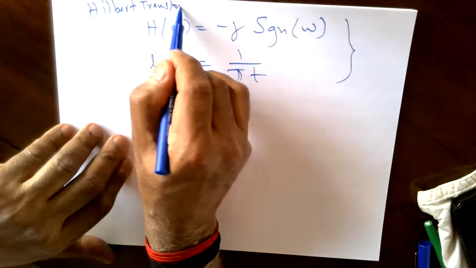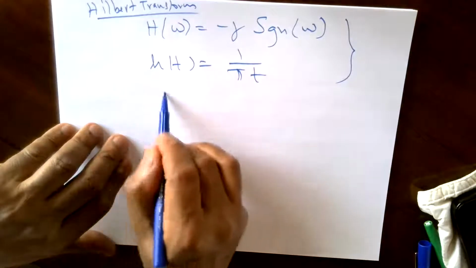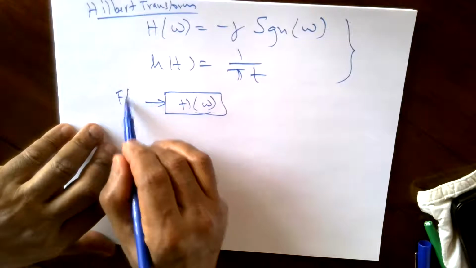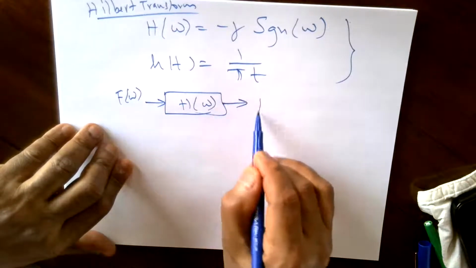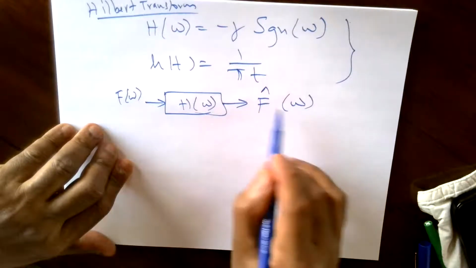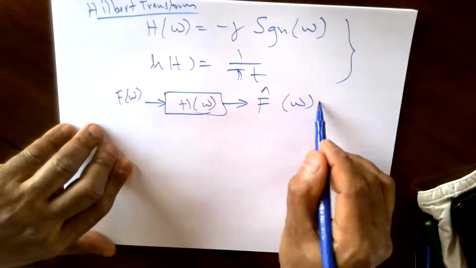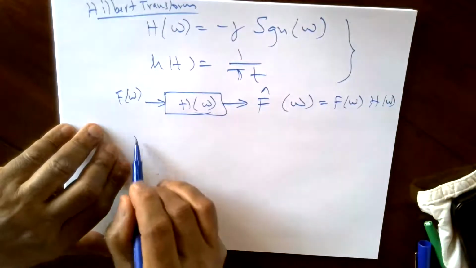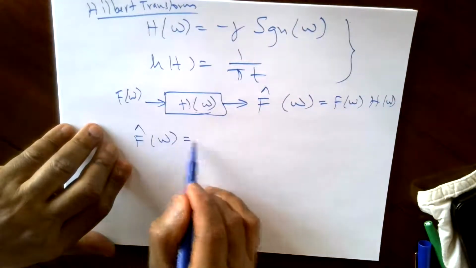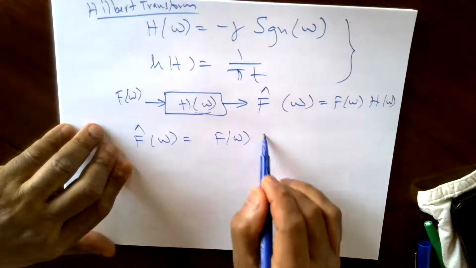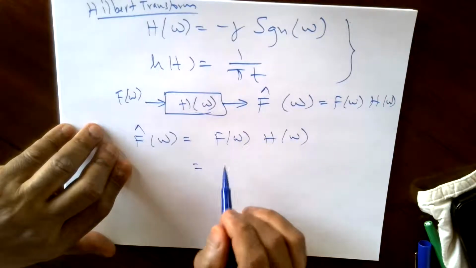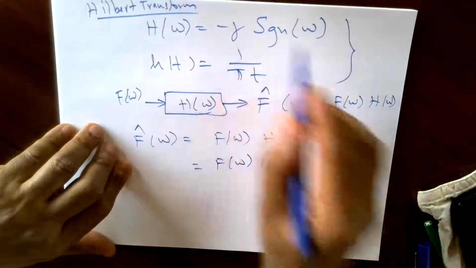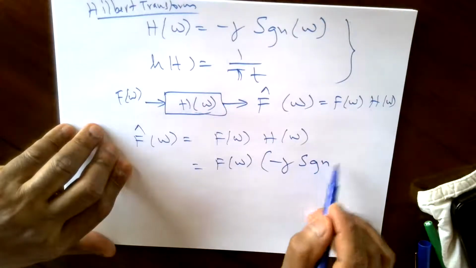A Hilbert transform operation. So if I say that I'm going to apply a signal to this filter, which only does the Hilbert transform, a convention is you write it as f hat of omega. So f hat of omega is F of omega multiplied by H of omega. And H of omega is here, minus j sine omega.